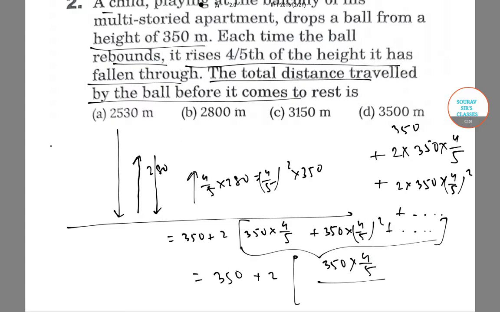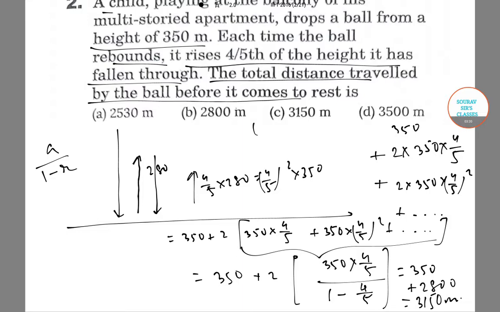So the sum of infinite GP series is a by 1 minus r. So 350 into 4 by 5 by 1 minus 4 by 5. So this gives us 350 plus 2800 is equal to 3150 meters. So the correct option is option C.